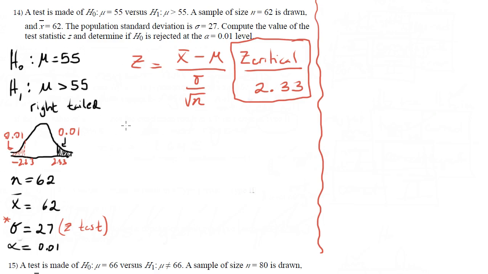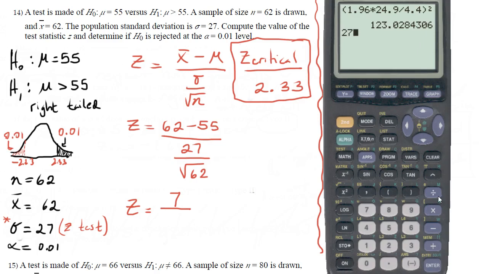Okay, so let's calculate. X bar, 62, minus the mean, 55. That's the one we're concerned with. Divided by the population standard deviation, 27, divided by the square root of n, the square root of 62. So let's do this piece by piece. First, let's find this numerator. 62 minus 55, that should be 7, all day, every day. And then I'm going to compute this denominator in the calculator.